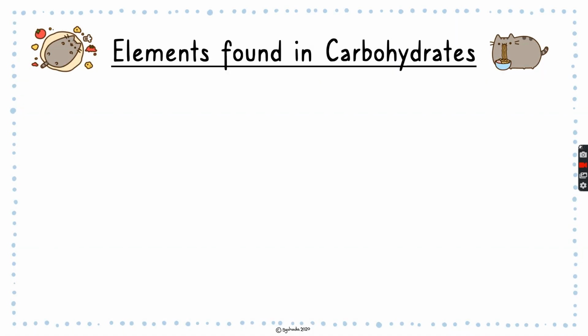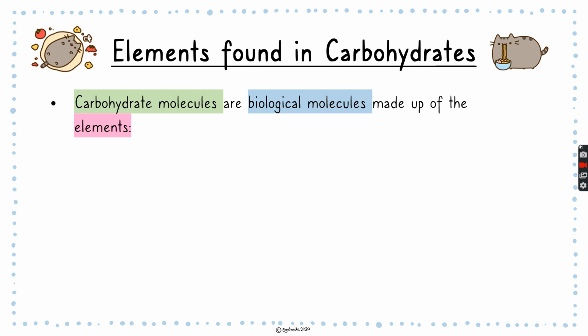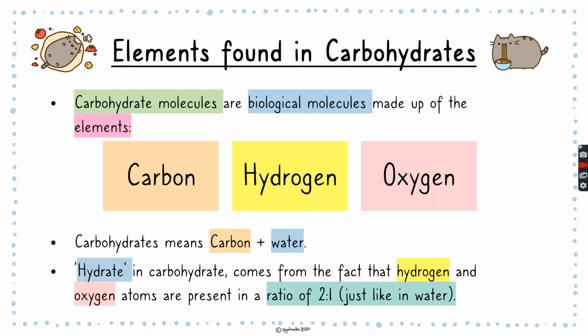So now let's look into the elements that are found in carbohydrates. Carbohydrates are biological molecules that are made up of these elements: carbon, hydrogen, and oxygen. Carbohydrate actually means carbon and water, so that's why it's called carbohydrate. It's made out of carbon, and it's not made out of water, but the hydrate part comes from the fact that hydrogen and oxygen atoms are present in the ratio of 2:1, just like in water.